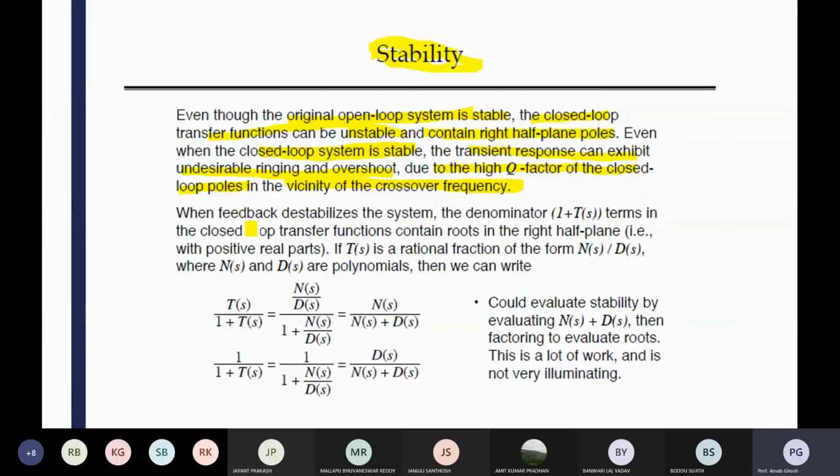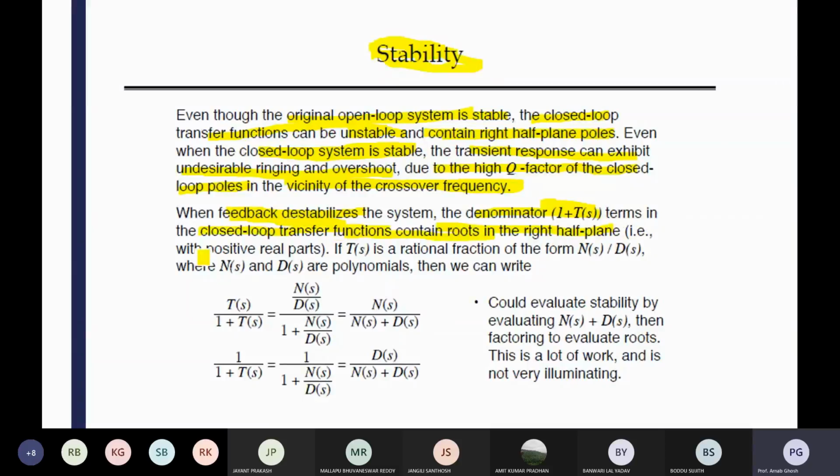That's why it is written that feedback may destabilize the system. For the denominator 1 plus T(s), which came in your previous equations, terms in the closed loop transfer function may contain roots in the right half plane, that means roots with positive real parts. T(s) is a rational function.